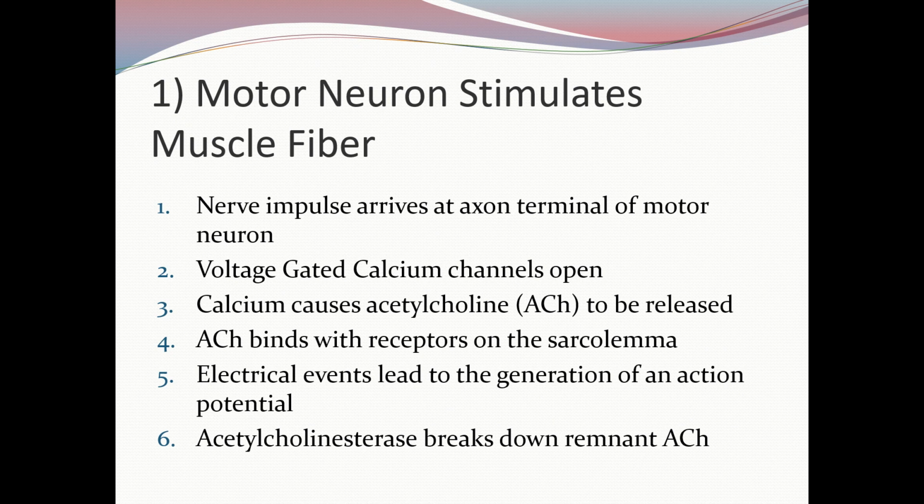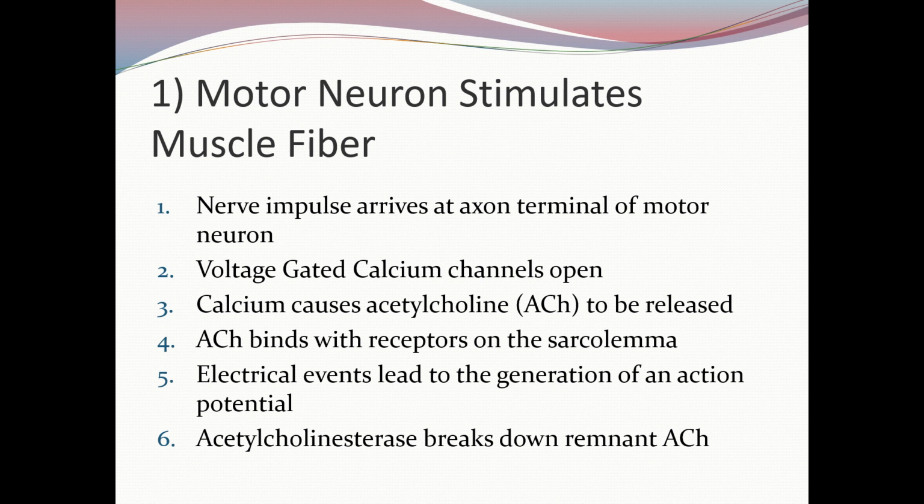Let's look at the steps in more detail. So step one, the motor neuron will stimulate the muscle fiber at the neuromuscular junction. All right, so number one, the nerve impulse will arrive at the axon terminal of a motor neuron. Number two, voltage-gated calcium channels will open. Number three, calcium will enter the motor neuron and cause the release of a neurotransmitter called acetylcholine.